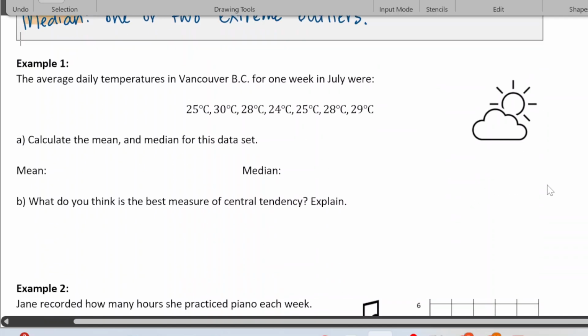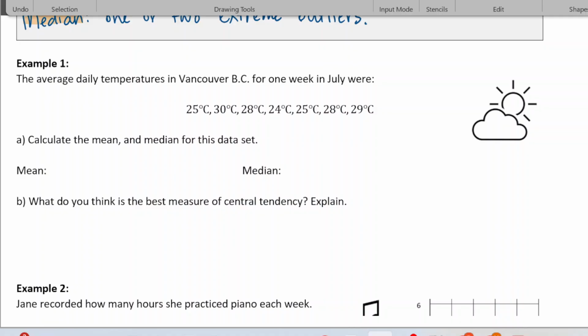Okay, so the average daily temperatures in Vancouver, BC for 1 week in July were, okay, so we've got all of these numbers. Let's list them in order. So we've got 24 is the lowest, 25, 25, and then, I'm going to just cross them out as I write them so I don't lose track. And then I had 2 28s, and then a 29, and a 30. Yes, I got them all. Perfect. So there's 7 days here represented.